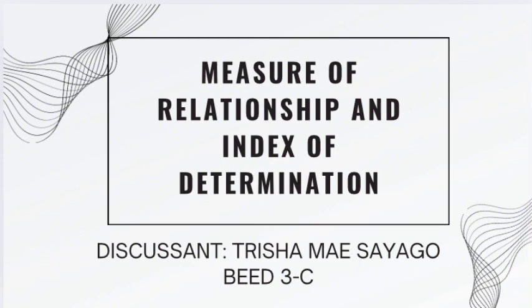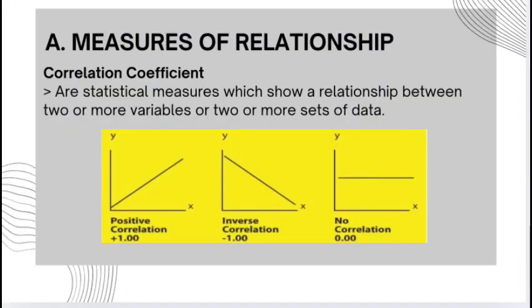My report is all about measures of relationship and index of determination. Measures of relationship. Correlation coefficients are statistical measures which show a relationship between two or more variables, or two or more sets of data. So, we use a correlation coefficient if we want to know the relationship between two variables.